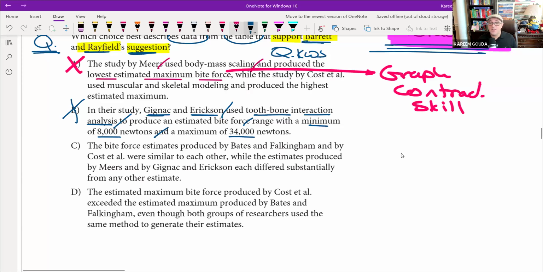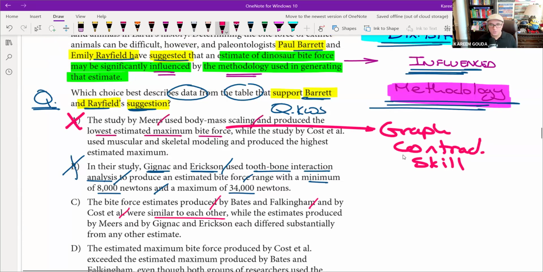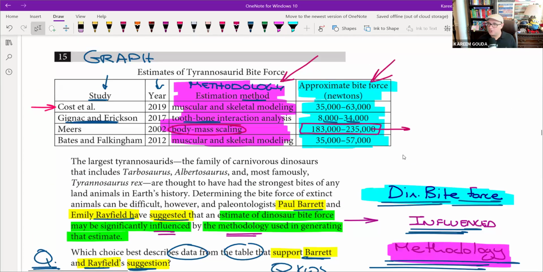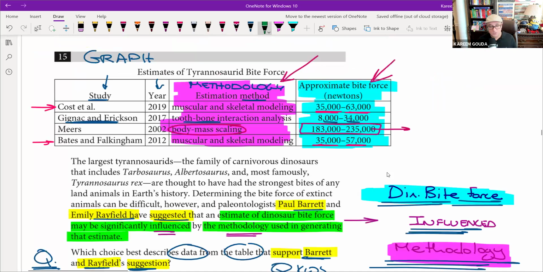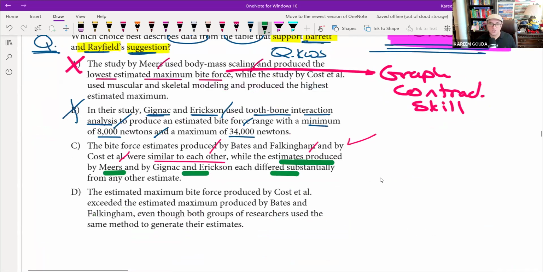C, the bite force estimates produced by Bates and Falkingham and by Cost et al. were similar to each other. Okay, so Bates, Falkingham, and then Cost, these two were similar. Let's see. So here's Cost, here's Bates and Falkingham. Are they similar? 35 to 63, 35 to 57. Yes, they are. Okay, very good. So this first half is good. While the estimates produced by Mears and Guignac and Erickson each differed substantially. Okay, Mears and Guignac. So here's Mears, here's Guignac. And this is very different than this. Okay, that is correct. So answer C looks good so far. Let's just leave it like this.